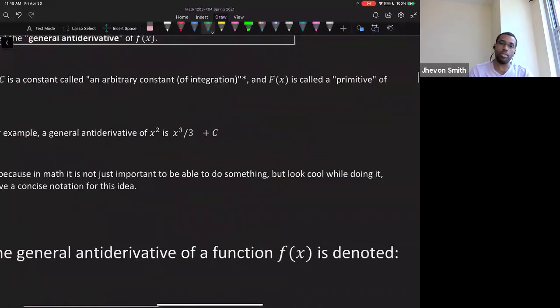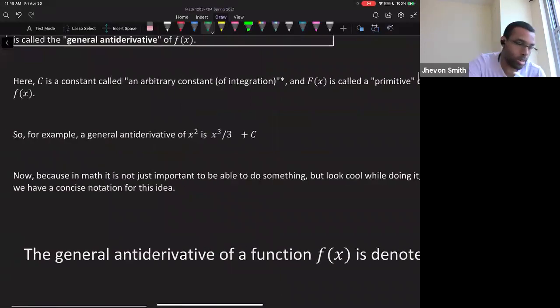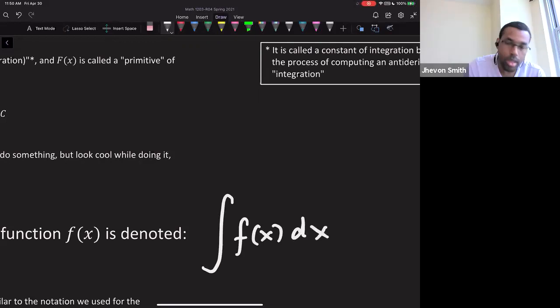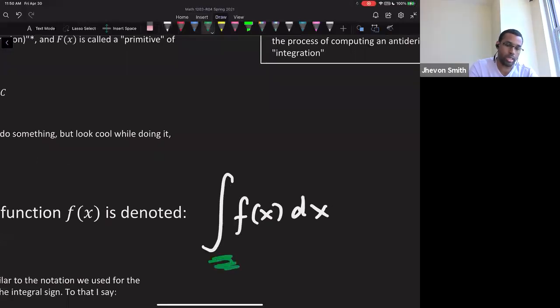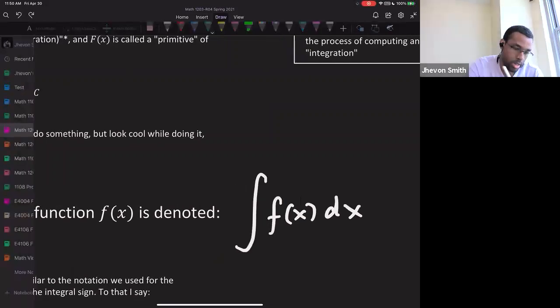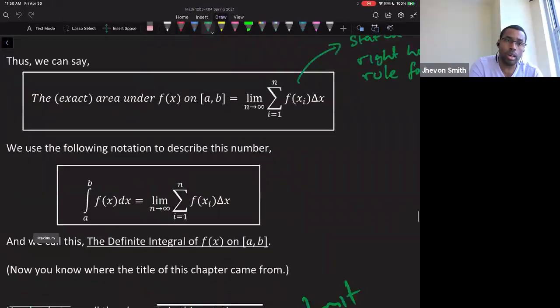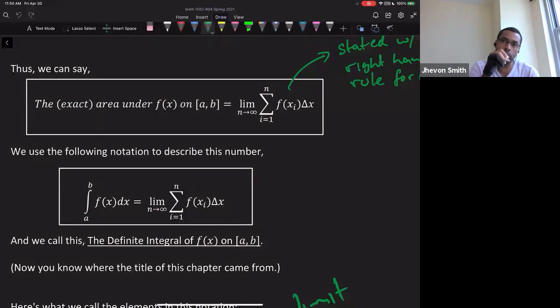But now let's do a notation check. The general antiderivative of a function f of x is denoted by the following. This is a symbol we saw last time, but notice that I don't have the numbers a and b on it. It's just the integral sign without the numbers. Last time we saw something called a definite integral, which had a number a at the bottom of the S sign and a number b at the top.